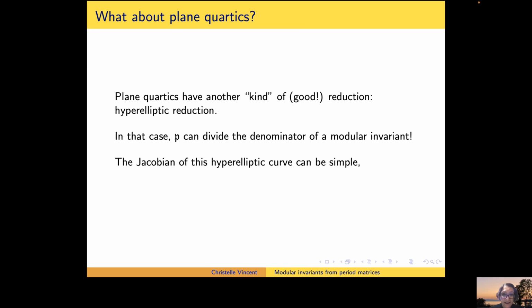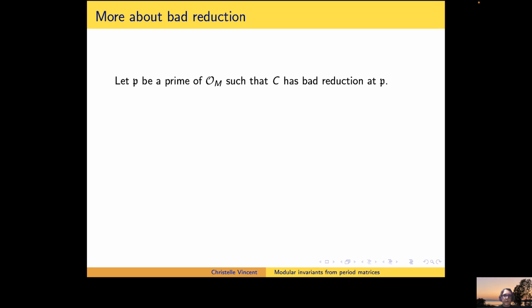Oh, actually, I'll talk about it right now. Sorry, I thought it was on another slide. But in that case, when you have hyperelliptic reduction, the reduction of the Jacobian can still be simple instead of being decomposable. So what we'll be using is that in the hyperelliptic case, automatically when P divides the denominator of the invariant, it's a prime of bad reduction, and the Jacobian is not simple mod P. Okay, so let's see how that works.